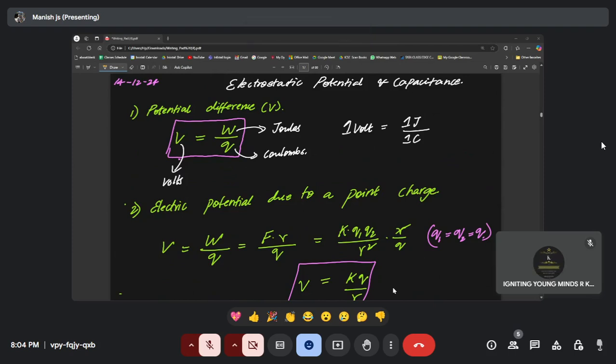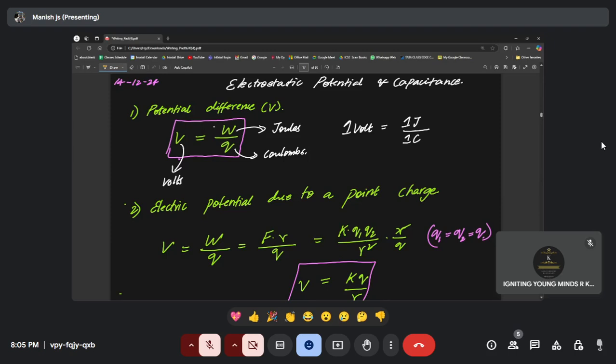We are now starting with the next chapter, which is electrostatic potential and capacitance. Previously, we learned electric fields and charges, and we have seen a couple of questions based on that. Now we are moving on to the next chapter. We'll brush up some basics. It is basically a continuation of electric fields and charges, so the concepts are almost overlapping, and it is easy for you to understand.